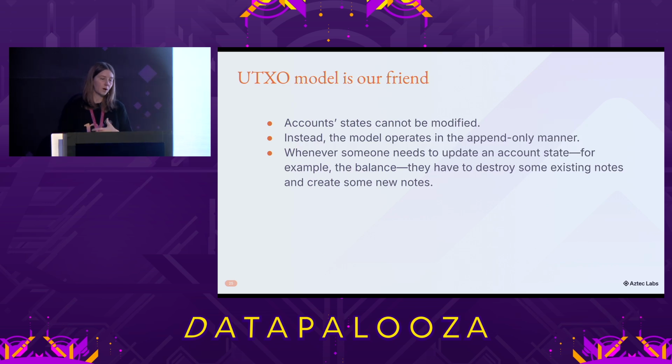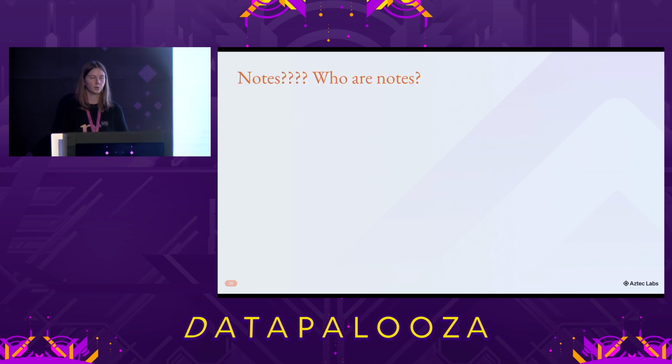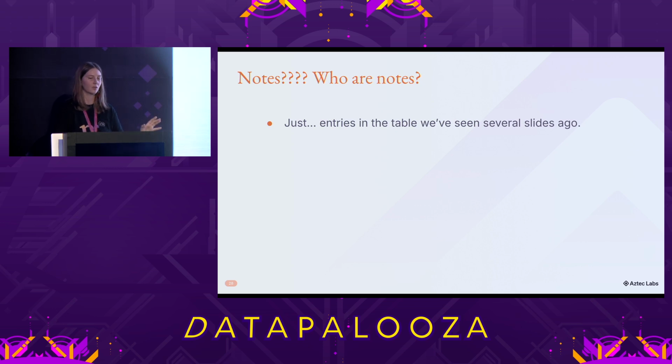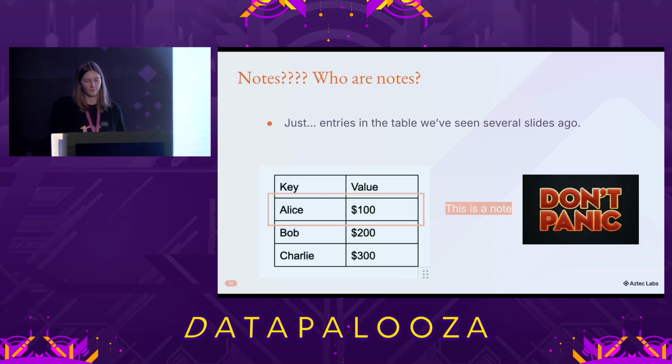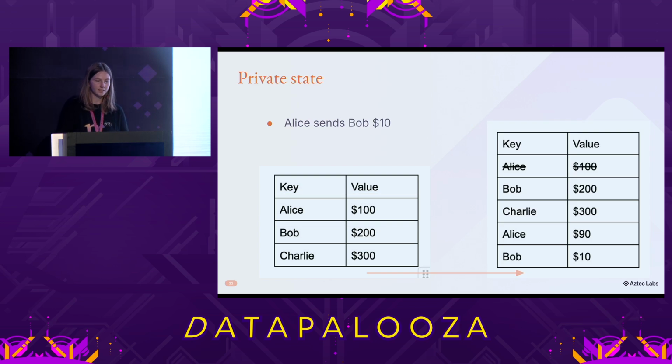And when we want to update an account state with the UTXO model, we need to destroy some existing nodes and create some new nodes. What are nodes? Just entries in the table we've seen several slides ago. Table, this is node. That's it.